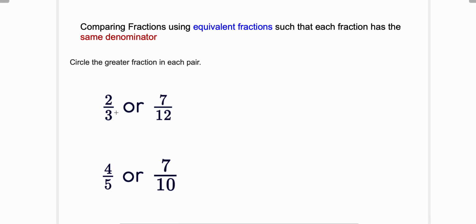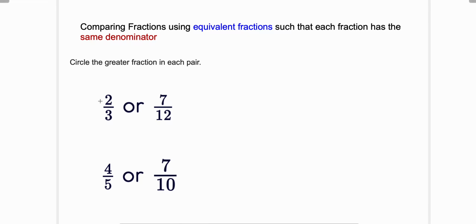Step 1. Look at the fractions. I see 2/3 or 7/12. And look at your denominators. Are they the same? Are they different? Oh, there are different denominators. I'm comparing two different things here.